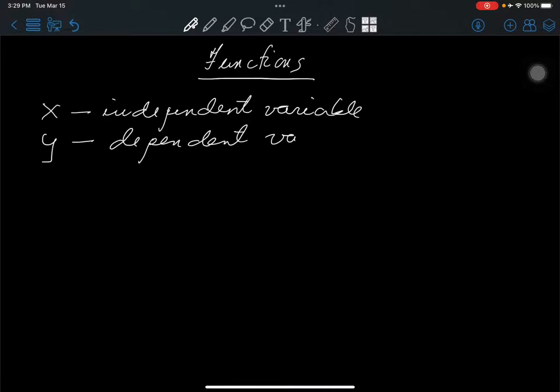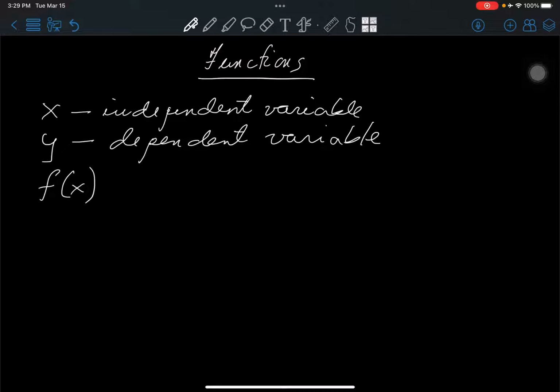Which means to say that functions are generally associating one variable to another variable. It is usually denoted by x and y. And this can be represented this way. We have f of x. This is the proper way of writing a function.